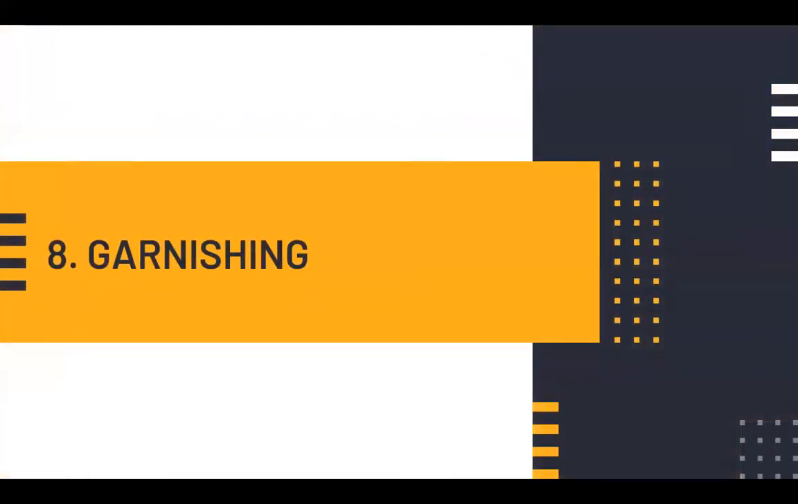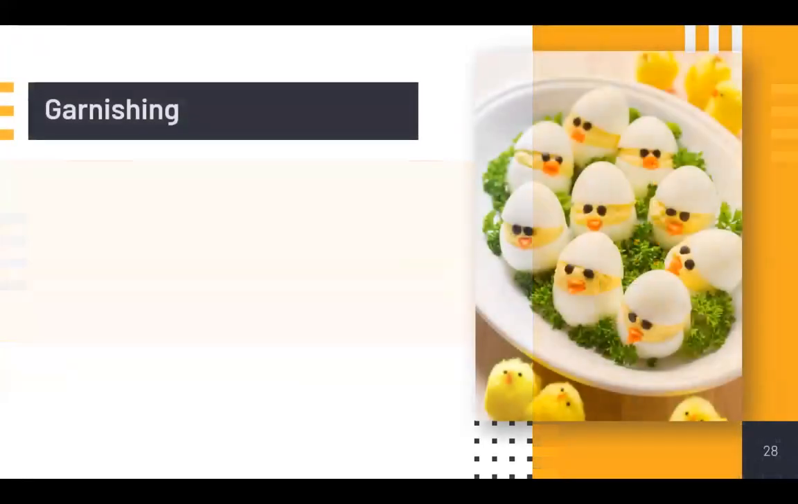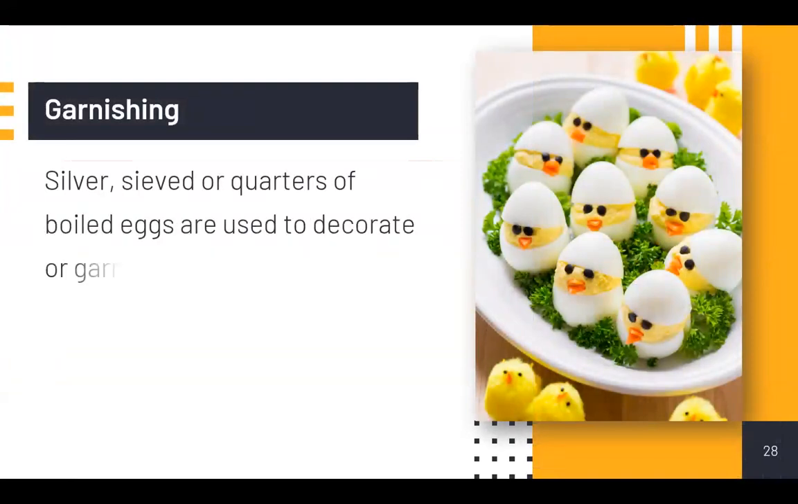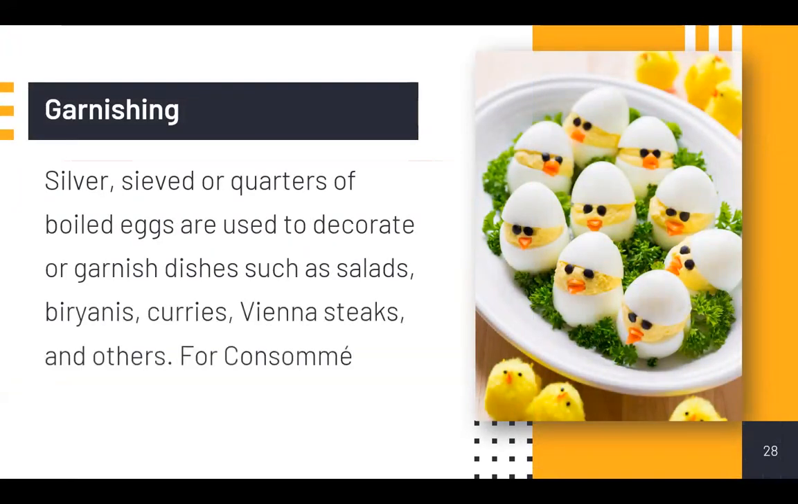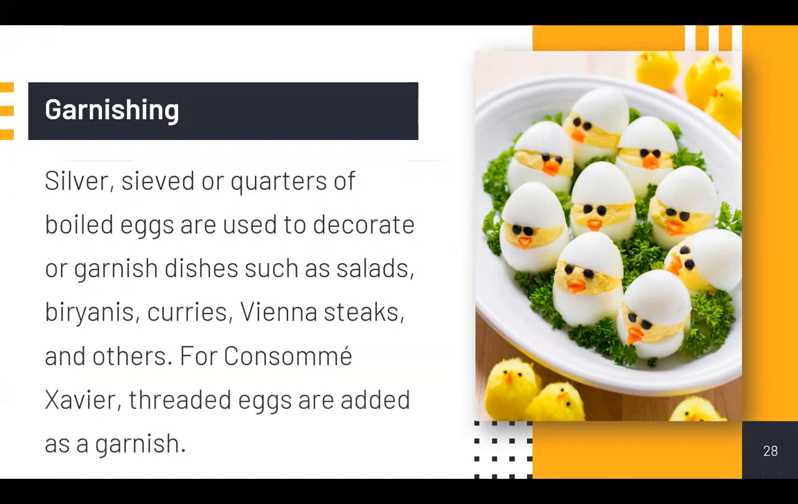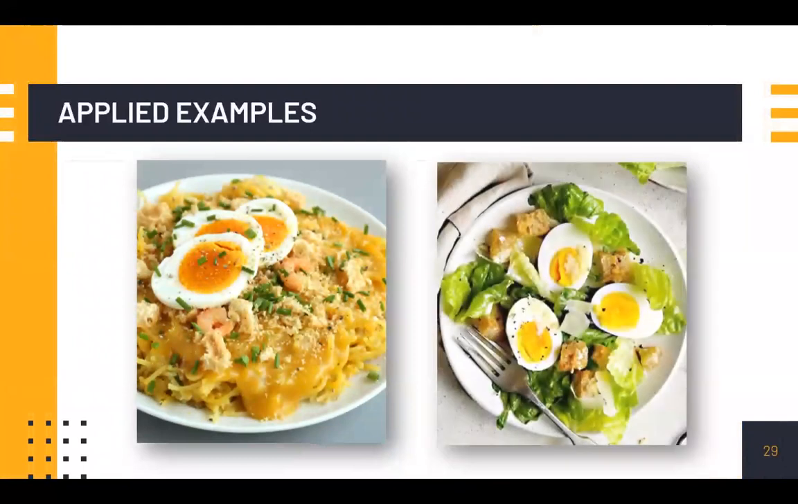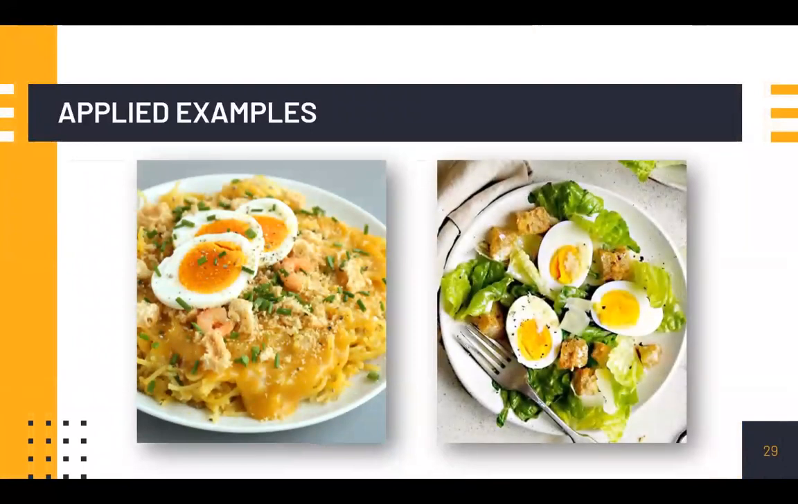For number 8, egg can be used as a garnish. And one of the best examples for this is the one that we can find in any handaan, the palabok. Silver, sieved, or quarters of boiled eggs are used to decorate or garnish dishes such as salads, biryanis, curries, Vienna steaks, and others. For consommé savior, threaded eggs are added as a garnish. And for our applied examples, of course, we have the palabok and vegetable salads with croutons and slices of egg.